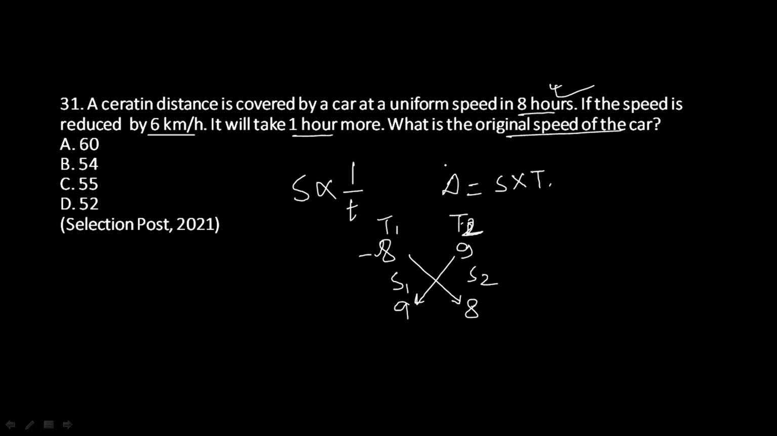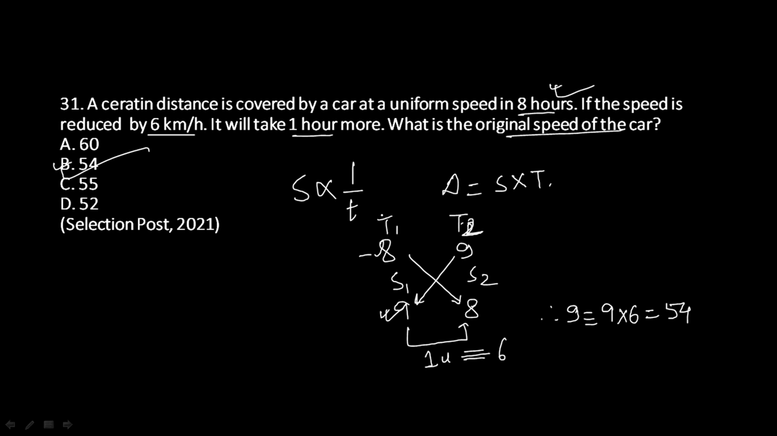And it says what is the original speed of the car. It says that it will take 1 hour more if the speed is reduced by 6 km per hour. So this is the difference of 1 unit. This 1 unit is equivalent to 6 km per hour. So what's the original speed? Original speed is 9 units. So if 1 unit is equivalent to 6, then 9 units is equivalent to 9 into 6. 54 is the answer. I hope it is clear to you.